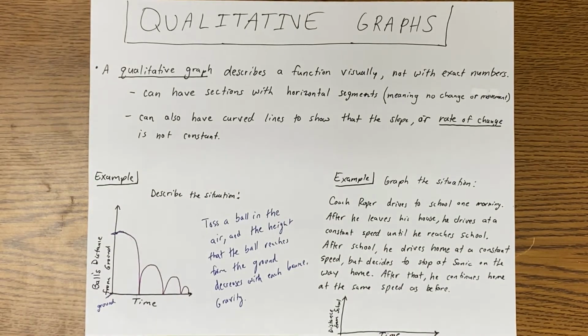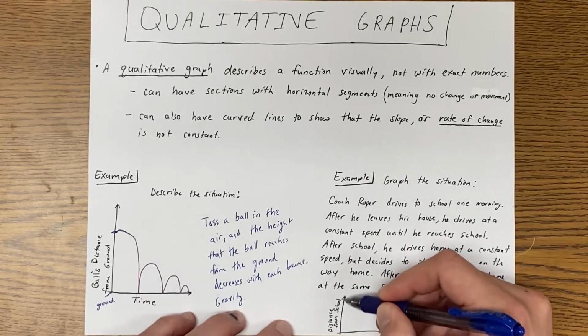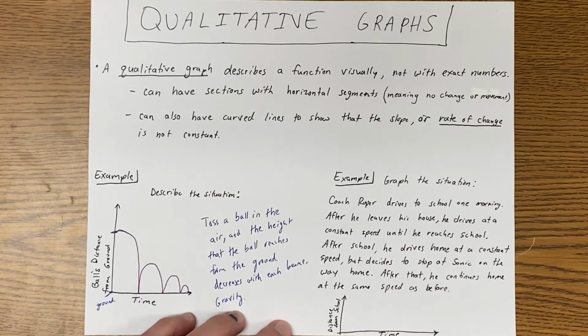The second example we're going to look at is they give us the situation and they want us to graph it. Okay, and this one will be a little bit different. Here's our scenario. It says Coach Roper drives to school one morning. After he leaves his house, he drives at a constant speed until he reaches school. After school, he drives home at a constant speed, but decides to stop at Sonic on the way home. After that, he continues home at the same speed as before. So we look at our labels here, distance from school and time. The key word here is school. So as our y-axis increases, we are farther from school, right? So school would be down here.